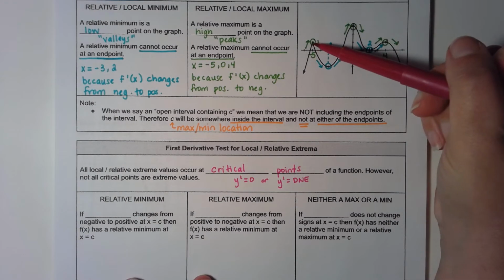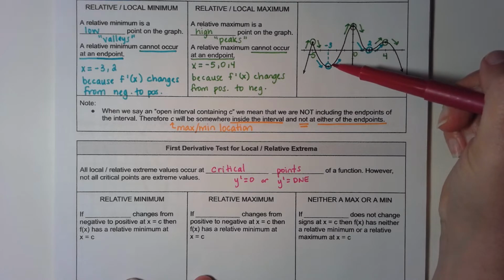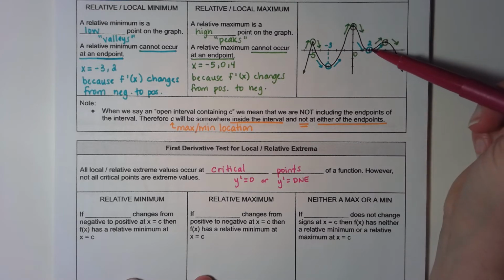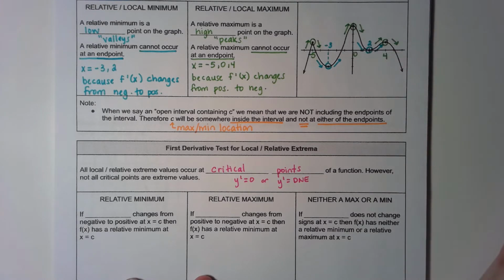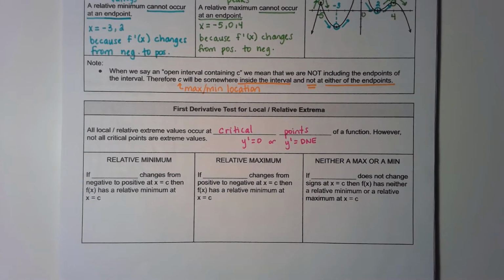At this point, the derivative would be undefined because there's a corner. At these other points, the derivative would be 0. So all of these maximums and minimums are going to be places where the function has a critical point, which means the derivative is 0 or undefined. Now, we can use that to our advantage in order to identify these points when we don't have a graph. So we're going to use something called the first derivative test.